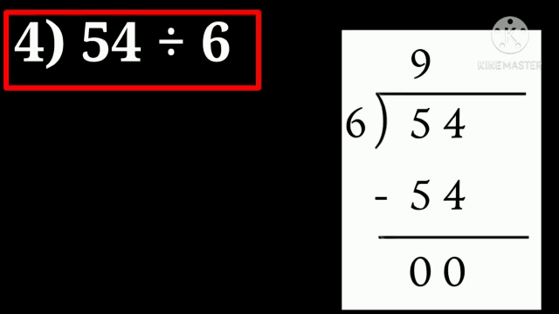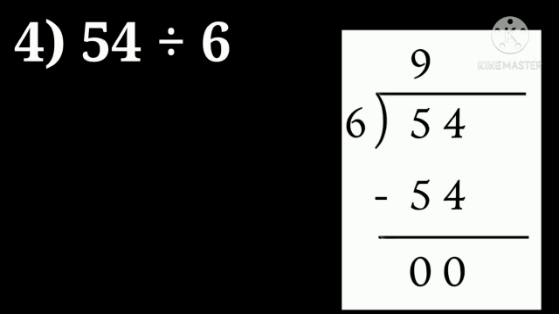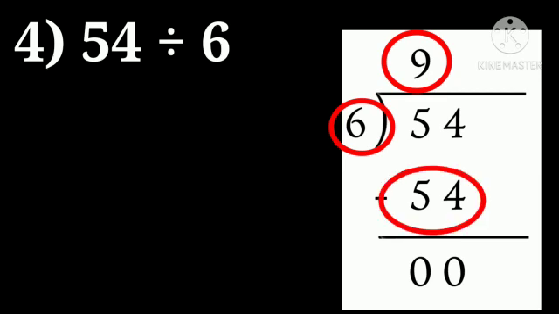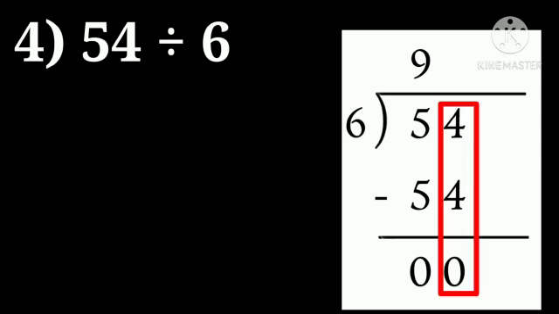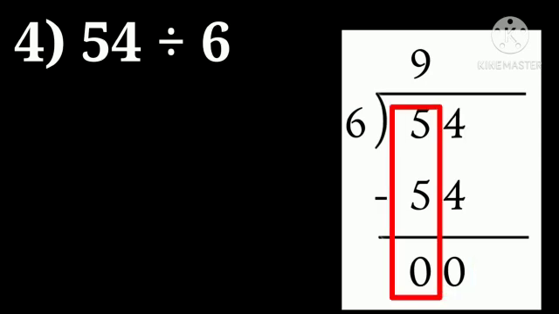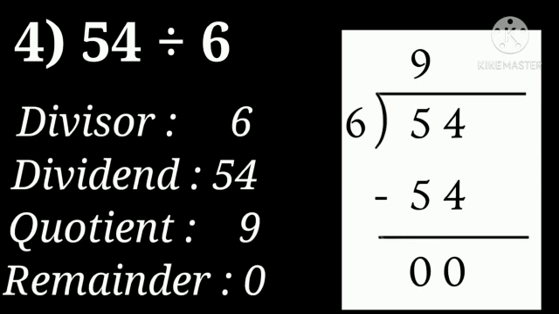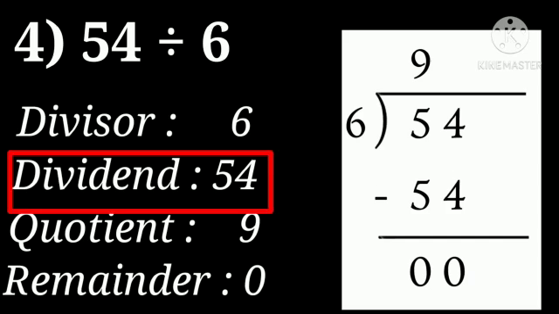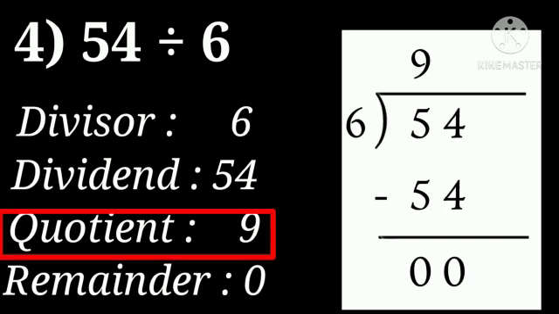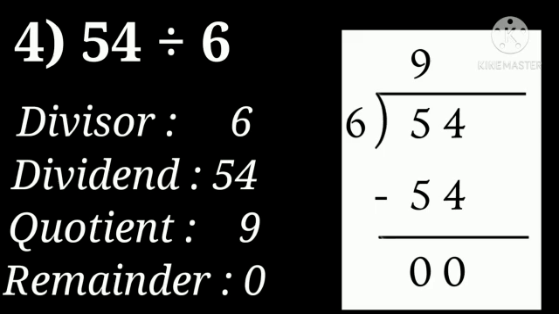Next one, 54 divided by 6. Arrange the numbers and we will start saying 6 table till we get answer 54. So 6 9s are 54. Subtraction, we'll start from units place. 4 minus 4 is 0. 5 minus 5 is 0. Now start with divisor is 6. Dividend 54, quotient 9 and remainder is 0.